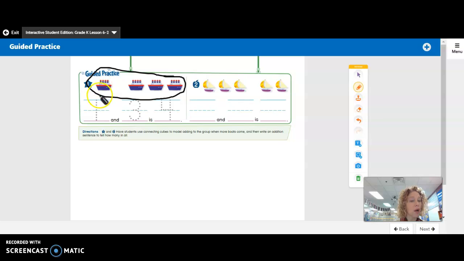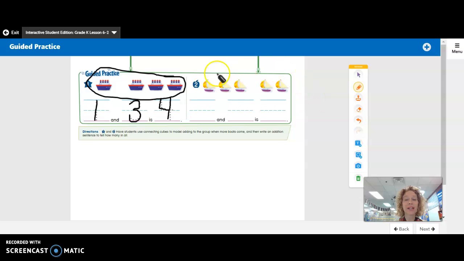So first we saw how many? 1. And then we looked again, and how many more did we see? 1, 2, 3. So we're going to make a 3 here. And then how many did we see all together? We just counted them all. Circled and counted them. 1, 2, 3, 4. 4. So our addition sentence is 1 and 3 is 4.